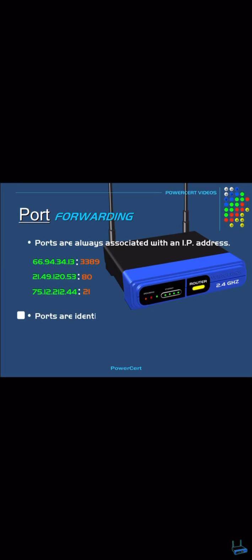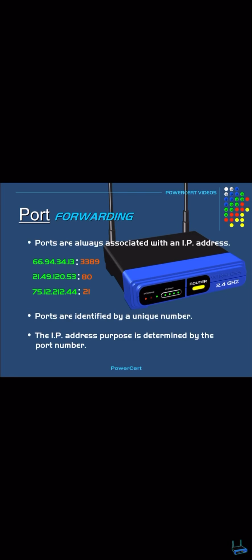Ports are always associated with an IP address, and they are identified by a unique number. So regardless if you see the port number or not, a port number is always associated with an IP address, because an IP address always has a purpose, and it uses the port number to determine what the purpose is. Whether it's pulling up a web page, using an FTP service, or using remote desktop, it always has a purpose that's determined by the port number.